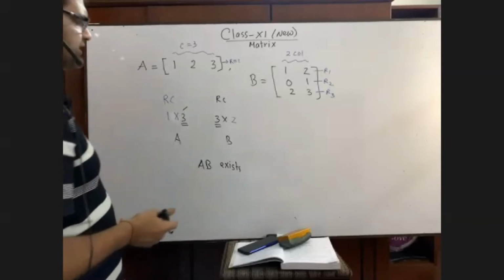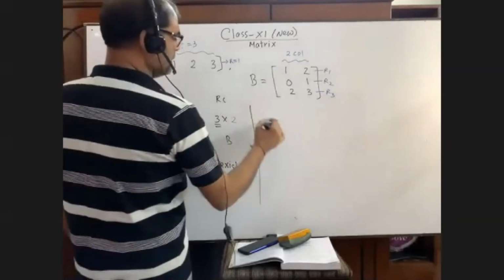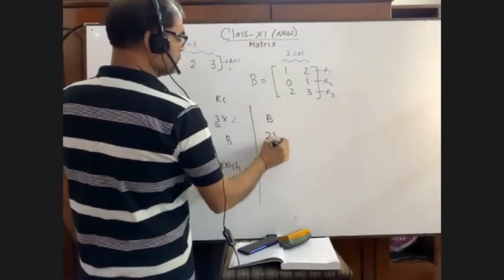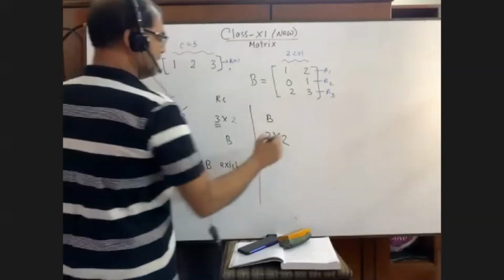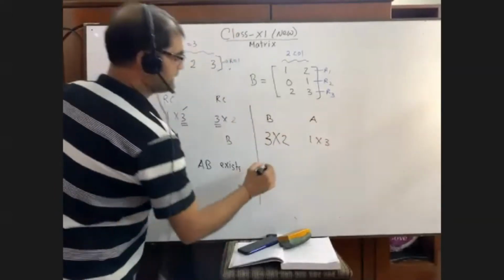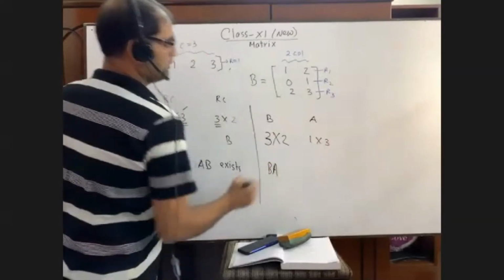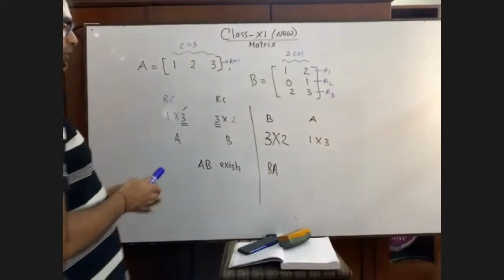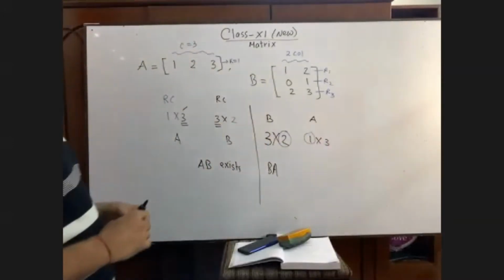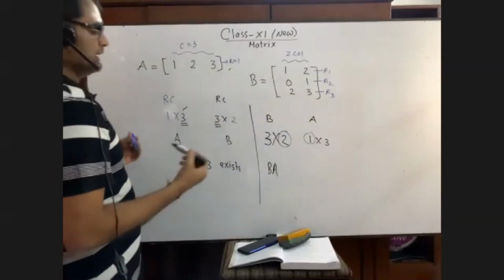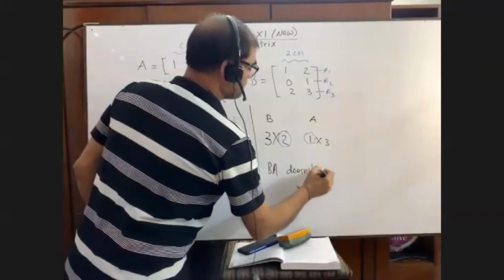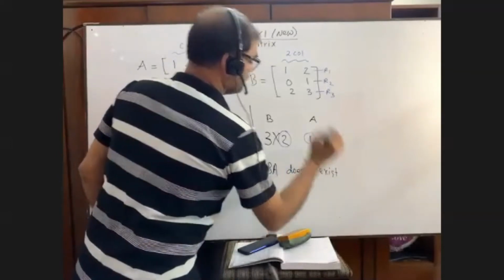If it is taken vice versa, the order of B is 3 into 2 and the order of A is 1 into 3. Is BA possible? No, BA is not possible because these are not the same. So BA does not exist. Please try to understand.